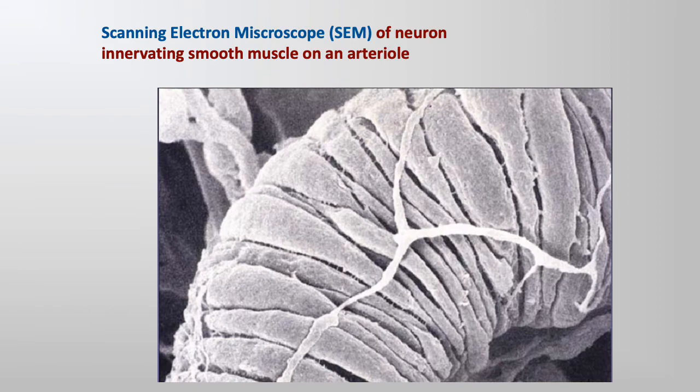Scanning electron microscope, a picture of a neuron innervating smooth muscle on an arteriole. That's the way the sympathetic nervous system works, okay? You got smooth muscle on the outside of the arteriole, and there you can see a nerve going right to the smooth muscle. So the sympathetic nervous system kicks in, you release some acetylcholine there, and the muscle constricts.